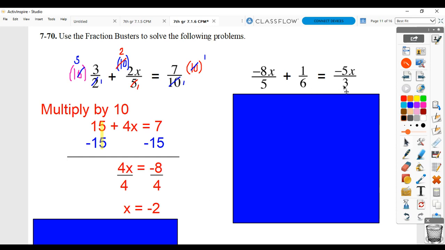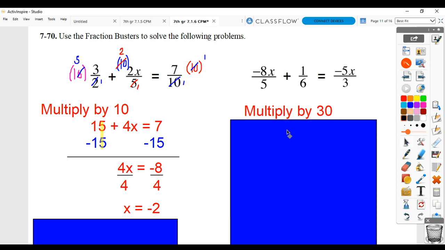For the fraction buster technique on this one, we're going to look at the denominators of 5, 6, and 3 and realize that the least common denominator or least common multiple of the denominators is 30. So each of these terms are going to be multiplied by 30. We take the first term and multiply by 30. The 5 and 30 are going to simplify. 5 divided by 5 is 1. 30 divided by 5 is 6. 6 times negative 8x would give us negative 48x.